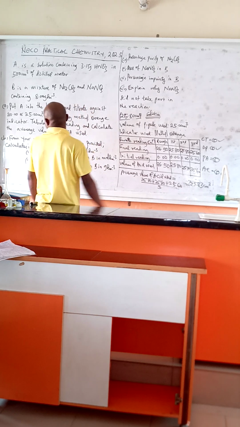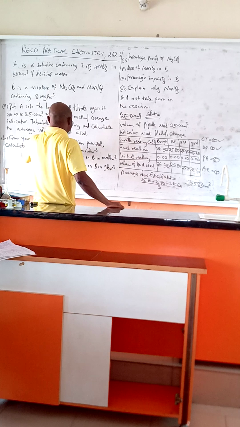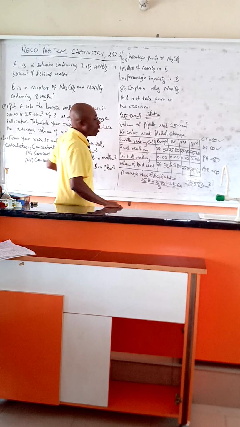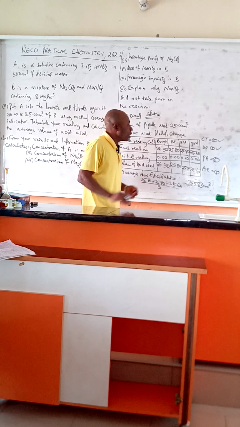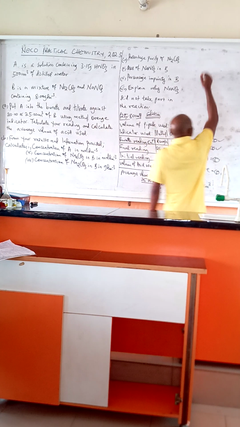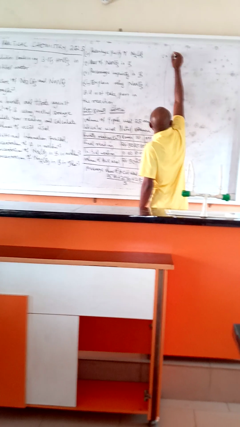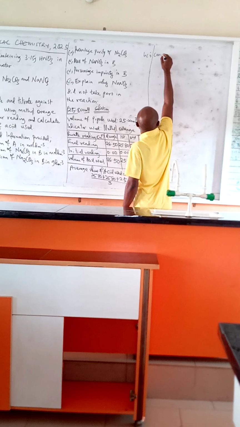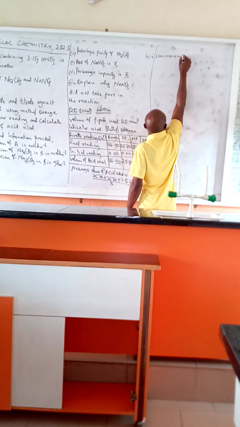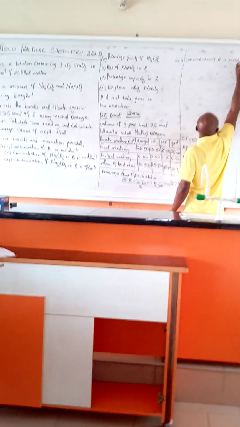Question number 1, that's B. From your results and information provided, calculate the concentration of A in mole per dm³. And this is question BI. Concentration of A in mole per dm³.